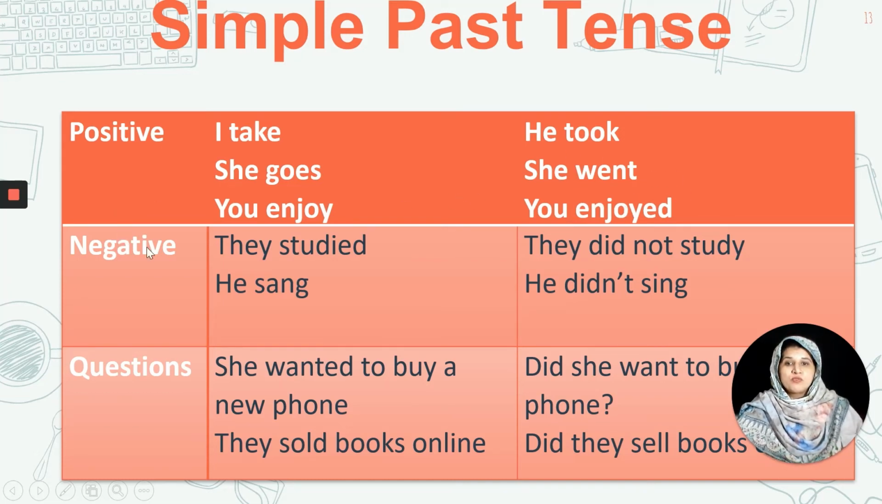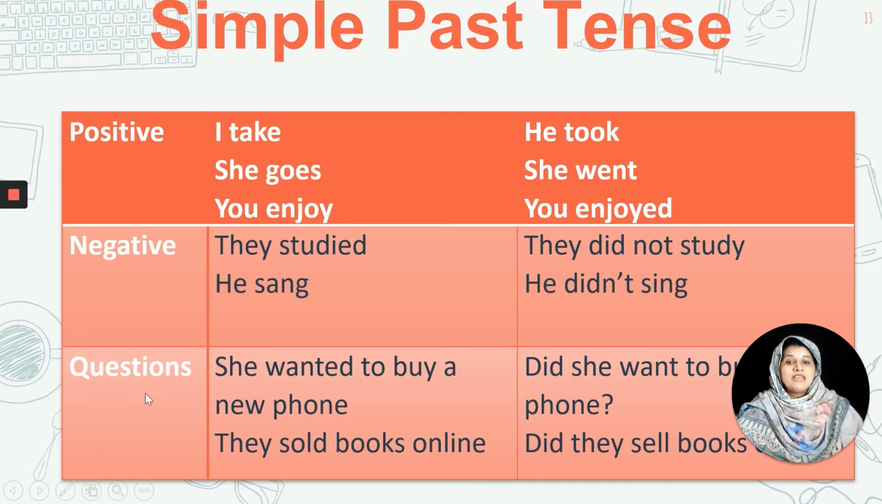Now let's move towards the negative sentences. They studied. How will we change it into negative? They did not study, right? He sang. He didn't sing, right?